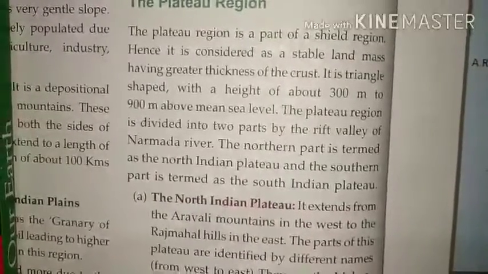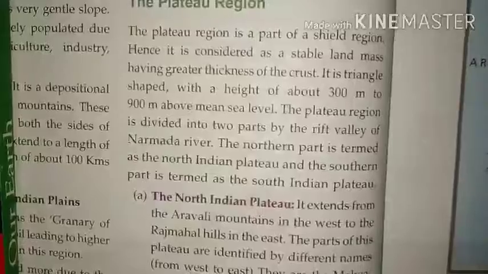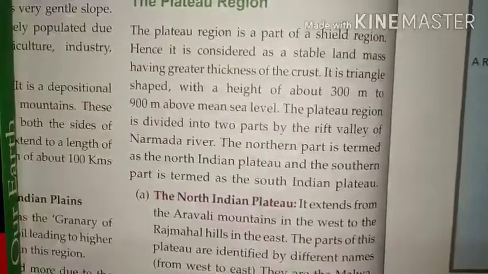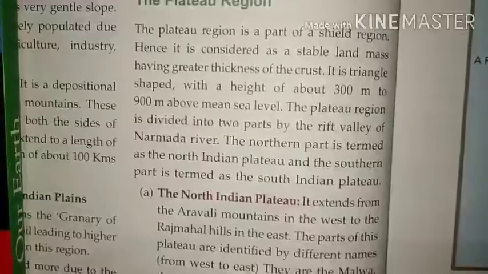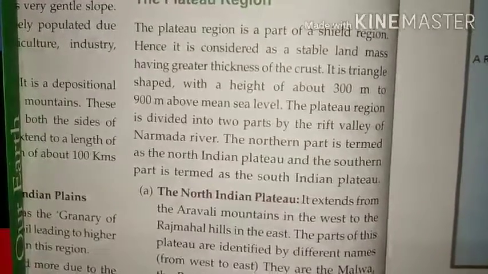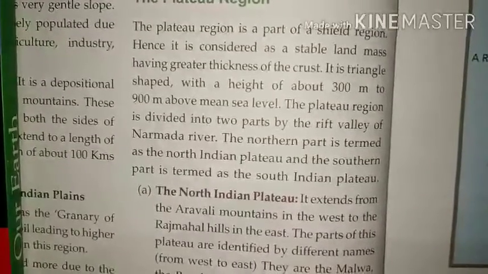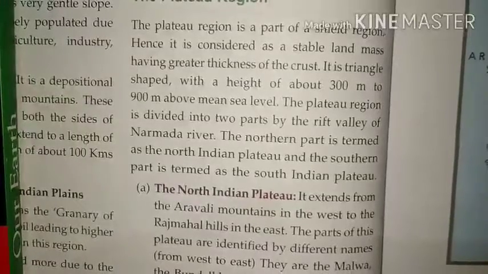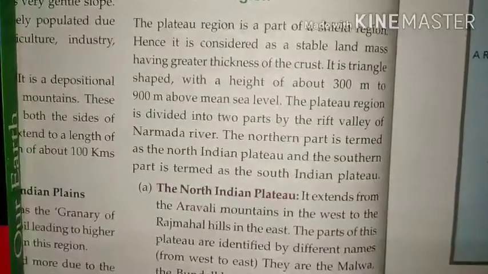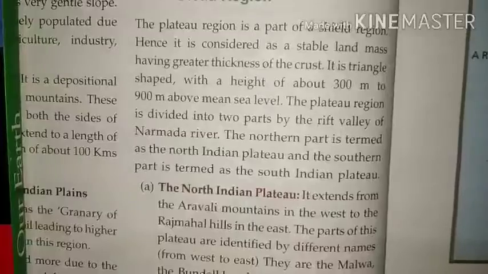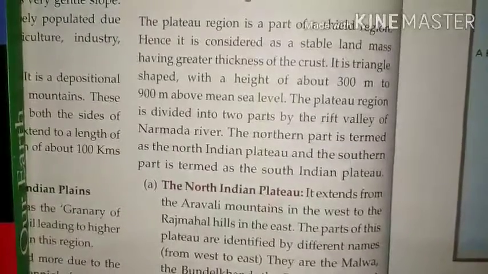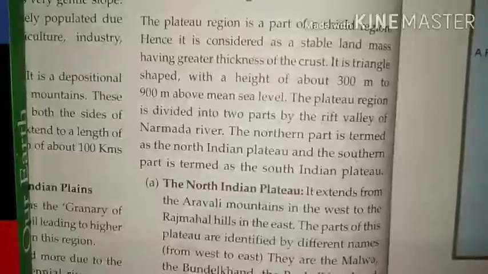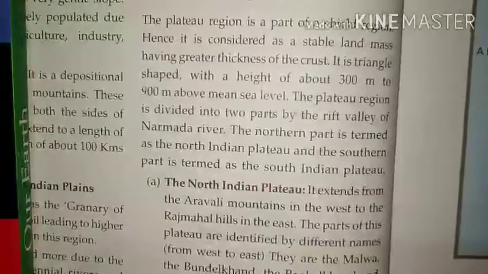So we are talking about the Plateau region. It is a part of a shield region. These are made up of the oldest rocks of the world, and these areas are stable landmass with a great thickness of the crust. And what is the shape of that Plateau region? It is triangular in shape, and the average height is around 300 to 900 meter from the mean sea level.